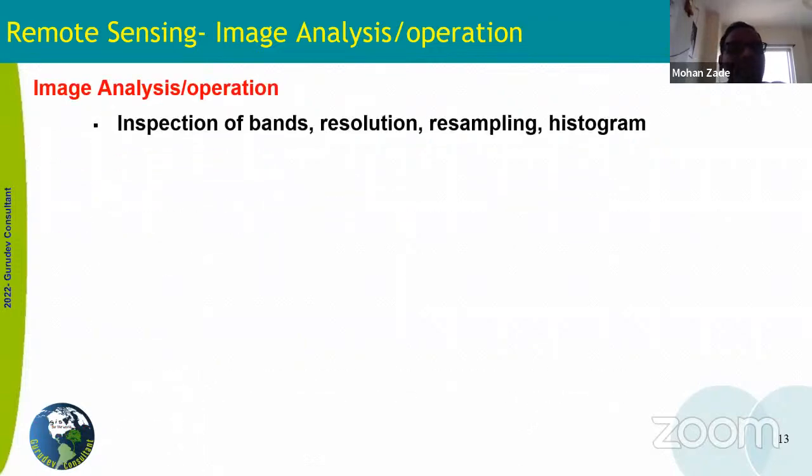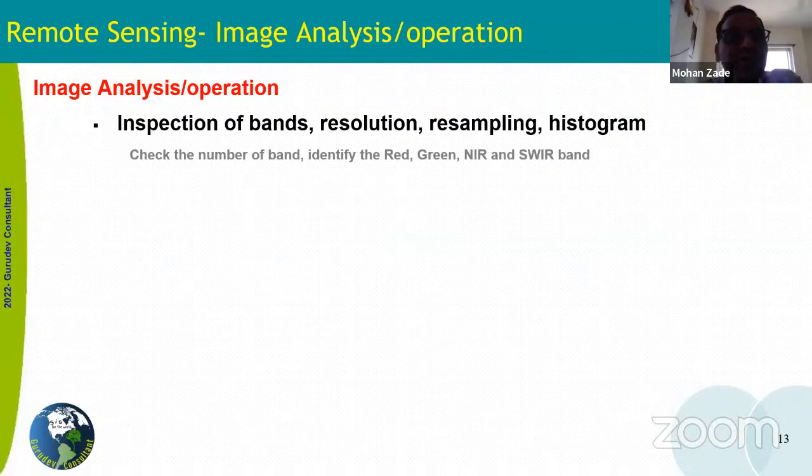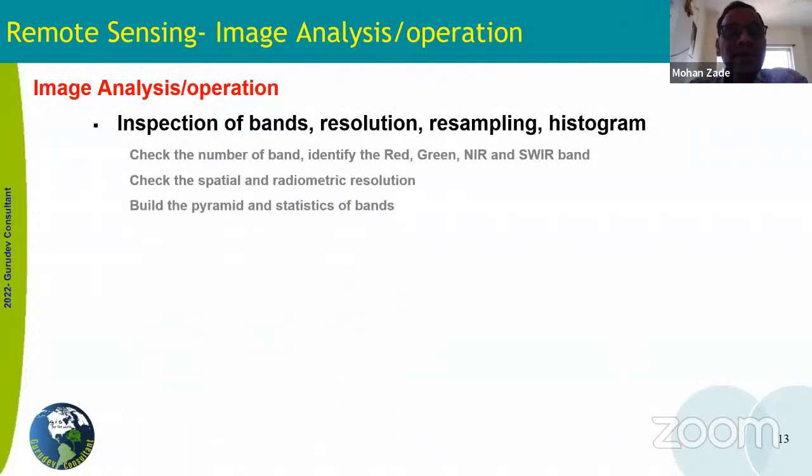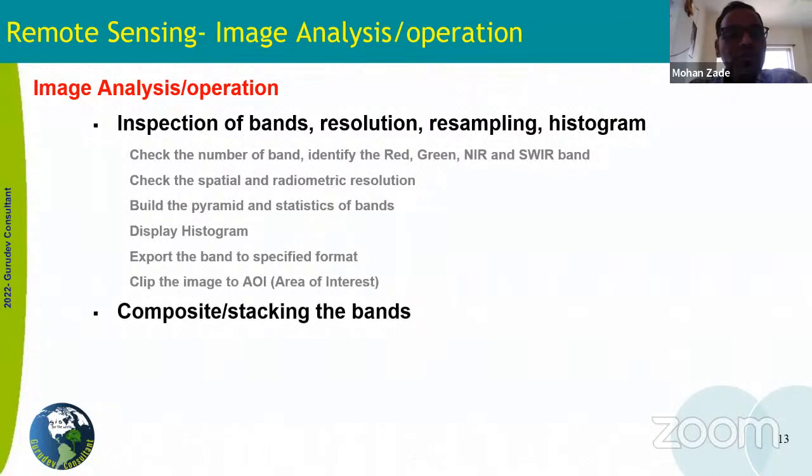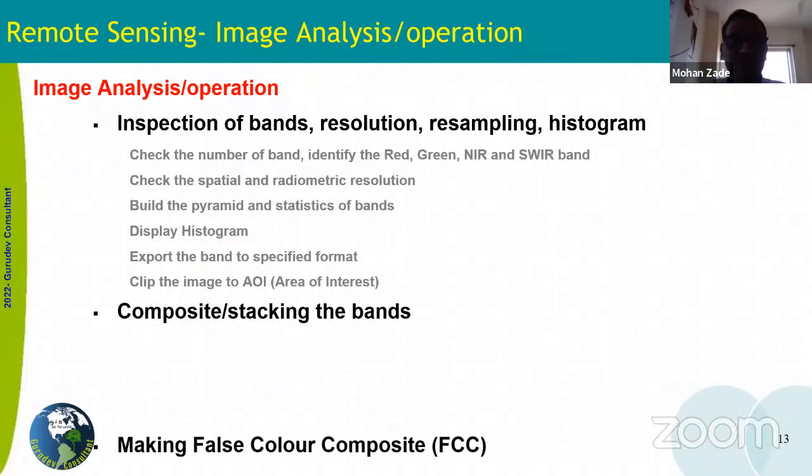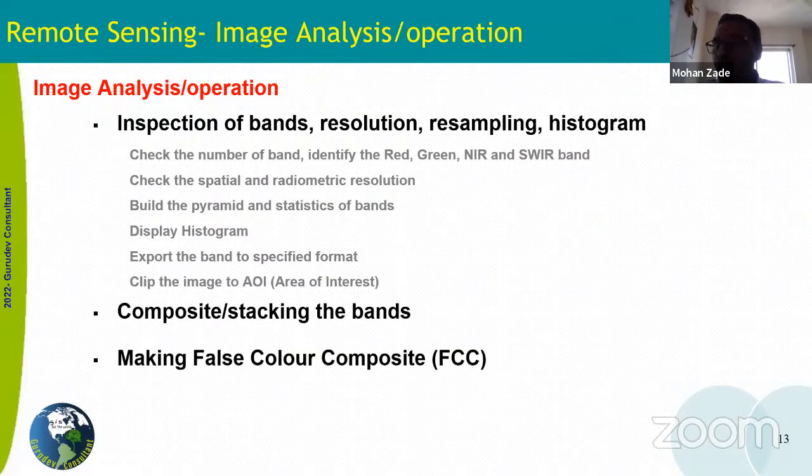Okay, so in image analysis and operations, we generally conduct the inspection of bands, resolution, resampling, and some histogram matching. We check how many bands there are, identify the red, green, NIR, and other bands, check their spatial and radiometric resolutions, check their statistics, pyramids, histograms, and so on. All those things we do in image analysis and operations, and then we stack those images into a useful product, and then we make the false color composite.